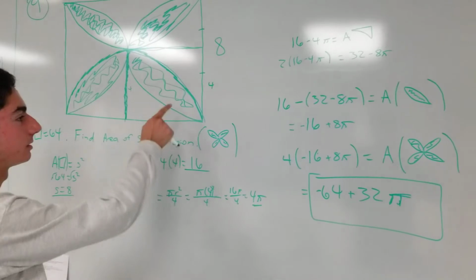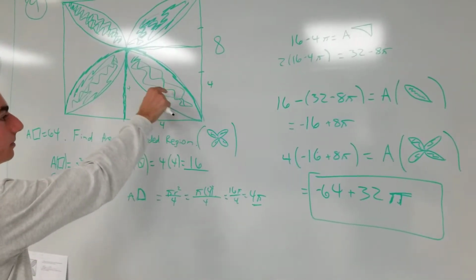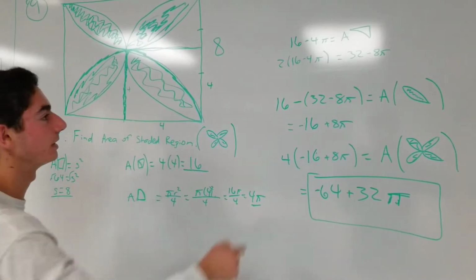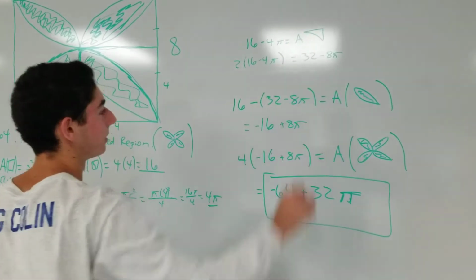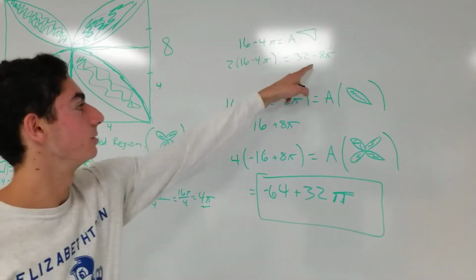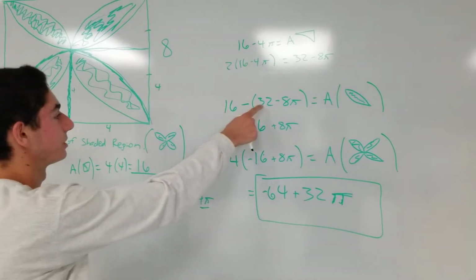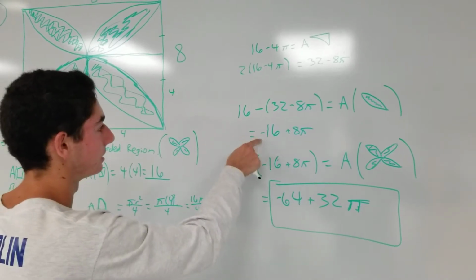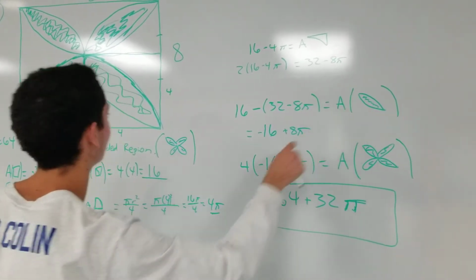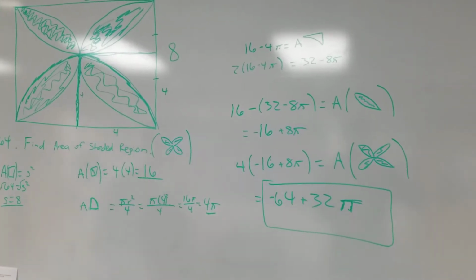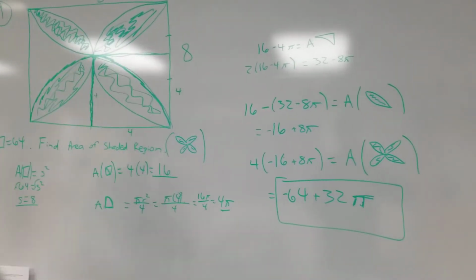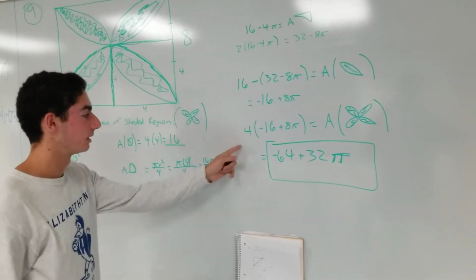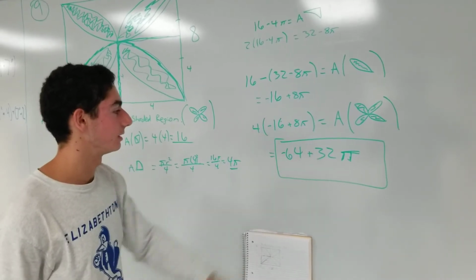So if you want to find what this area is right here, we just take the whole square and subtract the area of these 2 sectors right here. So you have 16 minus 32 minus 8 pi. So you get 16 minus 32, which is negative 16, and then plus 8 pi. So negative 16 plus 8 pi. And that's the area of the one sector right here. So now, like I said earlier, if you want to find the area of all 4 of these, you just multiply by 4. So 4 times negative 16 plus 8 pi is negative 64 plus 32 pi. And that's your answer.